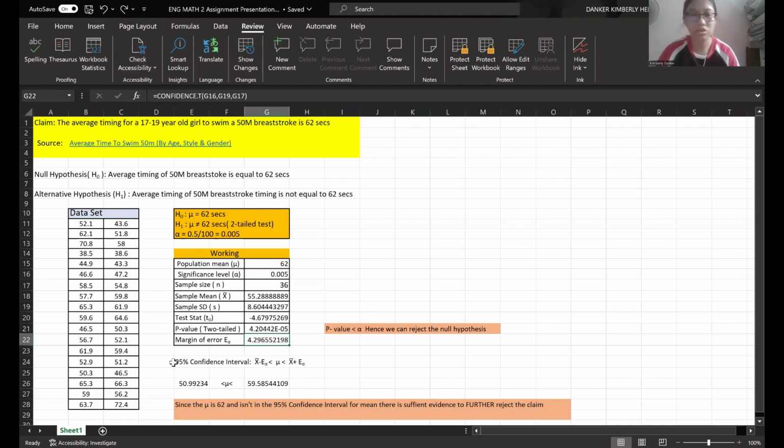After which, we construct the 95% confidence interval, where X bar minus the margin of error is the minimum, and X bar plus the margin of error is the maximum. So then we plug in the values here, which is 50.99 less than mu less than 59.58. So from here, since the mu is 62 and isn't found in the 95% confidence interval, there's sufficient evidence to further reject the claim.